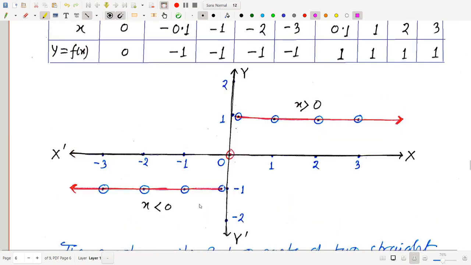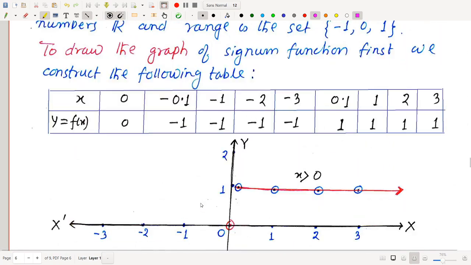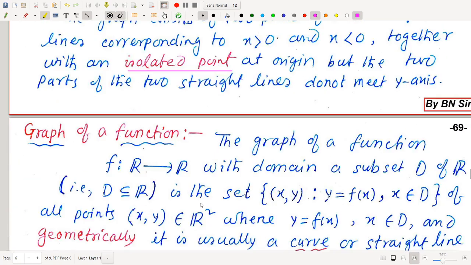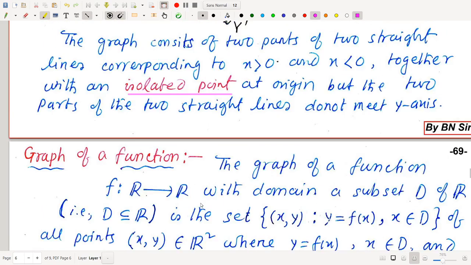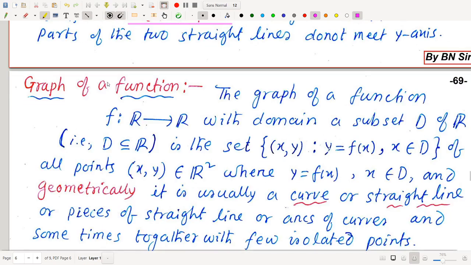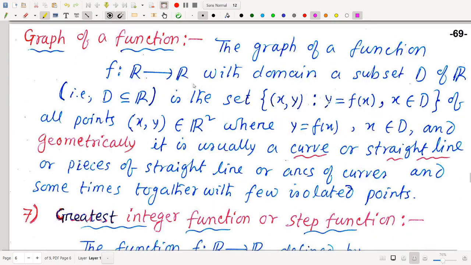So this is the graph of signum function. Then again and again we have used the word graph. Mathematically, what is graph actually? Here I have written graph of a function. The graph of a function f from R to R, real function, with domain a subset D of R. Domain may be a subset of R, may not be equal to R. So suppose the domain is D, it is a subset of R.